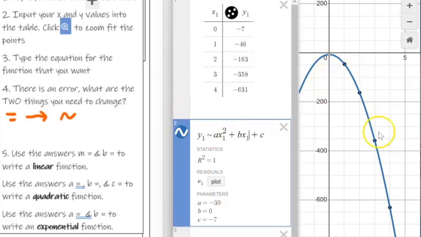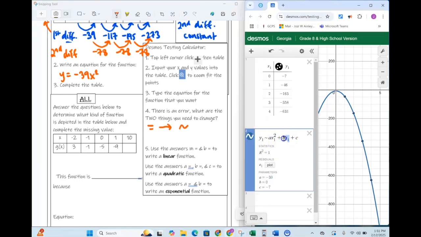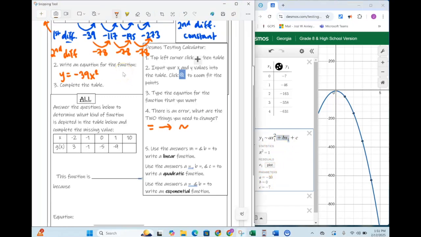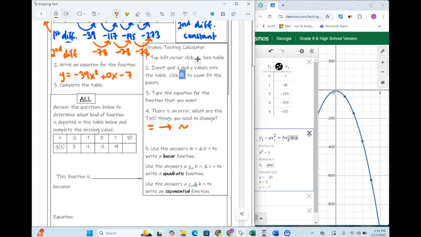So again, zoom fit to make sure it goes over your lines, because sometimes it's very, very close. Therefore, this is definitely quadratic because it's giving me a quadratic. Oh, Miss Ainley, well, what is my equation? Well, we know it's y equals ax squared plus bx plus c, right? So how do I write that? A is negative 39. So this is going to be y equals negative 39x squared, plus bx, so b is 0, so plus 0x, plus c, which is negative 7. So instead of putting plus, I'm just going to put negative 7. And we can simplify this because 0x is nothing, so it can be y equals negative 39x squared minus 7. All right, and that's how you're using the Desmos calculator.